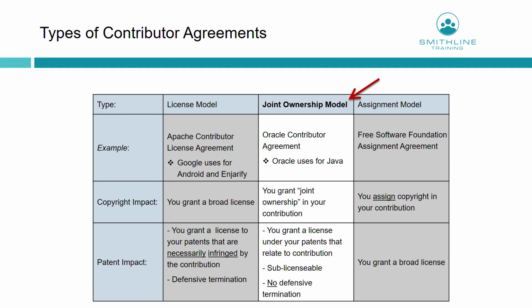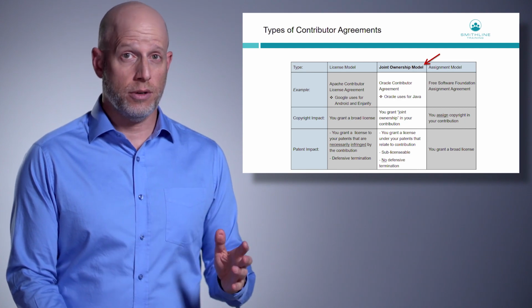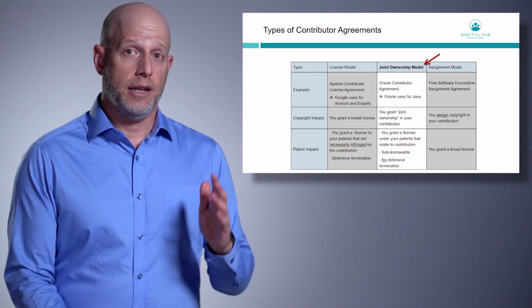The second model is the joint ownership model. Now, Oracle uses the joint ownership model for Java. And what's different about the joint ownership model is that instead of granting a copyright license, you are actually granting joint ownership in your contribution to the project lead. And in this case, Oracle has decided that there will be no duty to account, but you will still otherwise be operating as joint owners of the copyright in your contribution. You also grant a patent license under the joint ownership model. Note that that patent license is sublicensable and there's no defensive termination. So again, the second model is the joint ownership model. This is used by Oracle for the Java code, and that's our second model.